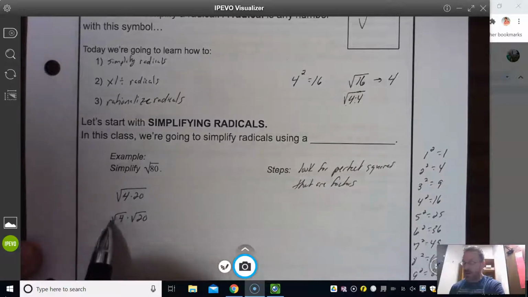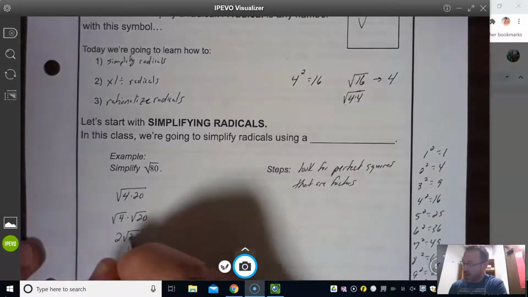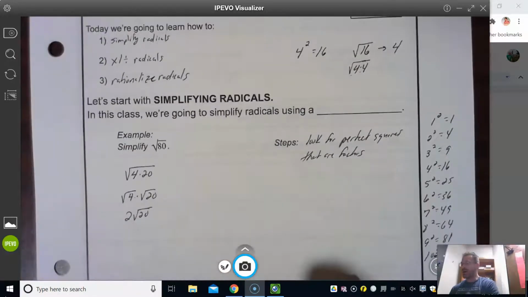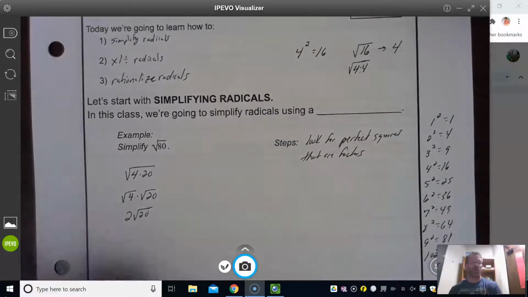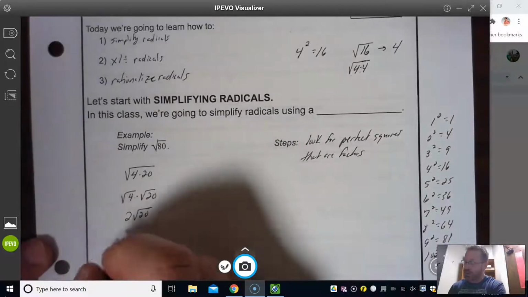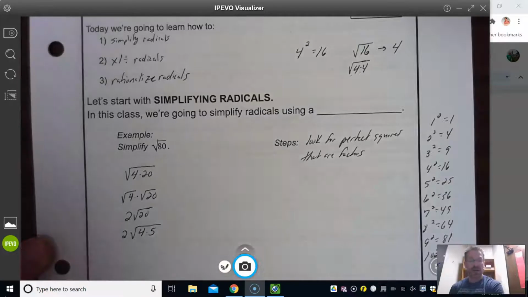And the reason this works out well is, notice, square root of 4, that's a perfect square. Square root of 4 is 2. So I get 2 times the square root of 20. Now, you may not be done. So what you always have to do is keep looking to make sure there are no perfect squares left. And so when I look at 20, notice 20 is 4 times 5. And so I have another perfect square, which is 4.